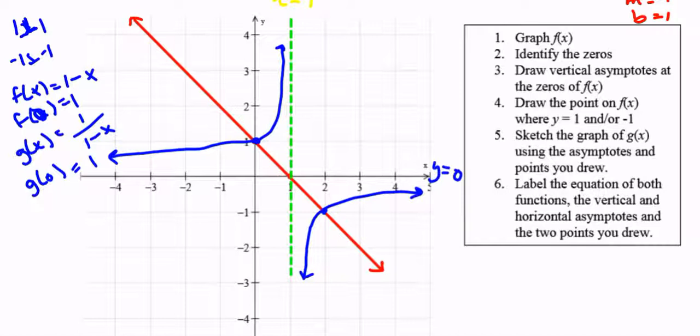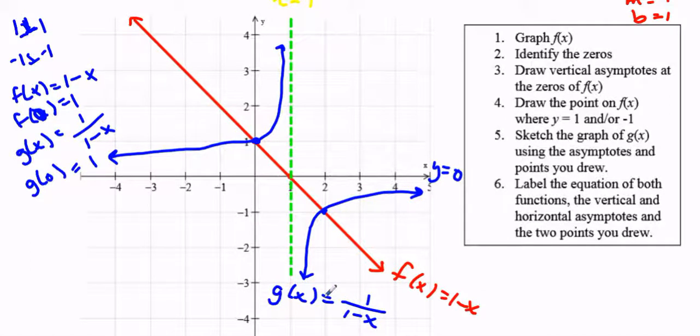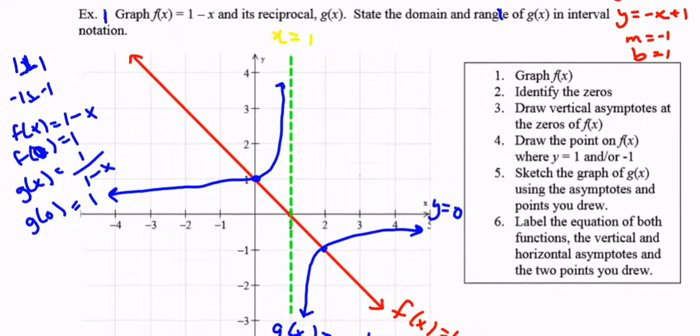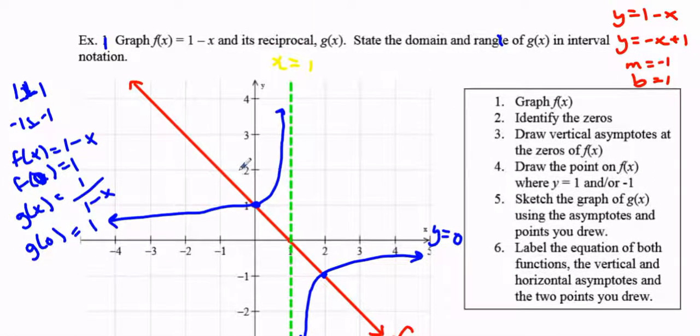It's talking about labeling. It says label the equation of both functions. So I know the red one is f of x equals 1 minus x. I know the blue one was the reciprocal of that. We called it g of x, and I'm going to say 1 over 1 minus x. That's the reciprocal function. We've labeled the two asymptotes, and we need to just put in the 2 points that we drew. So we knew that this point is on both. It's the point 0, 1, and this is the point 2, -1. Okay? All right, that's graphing a reciprocal linear function.